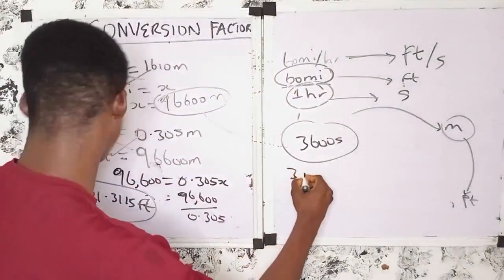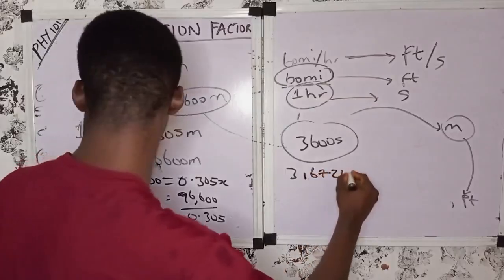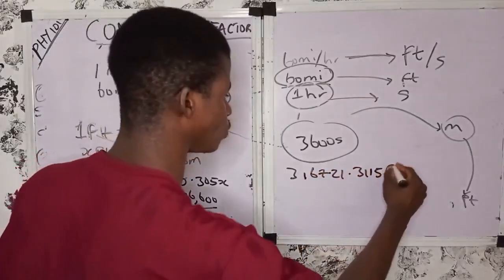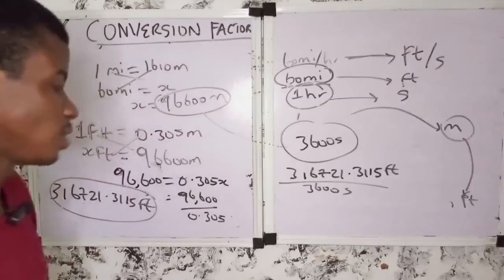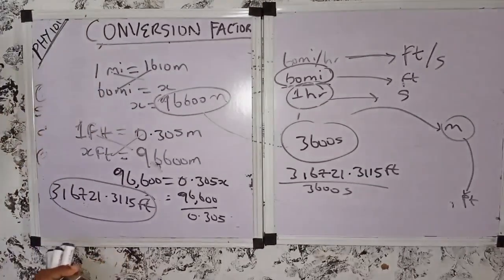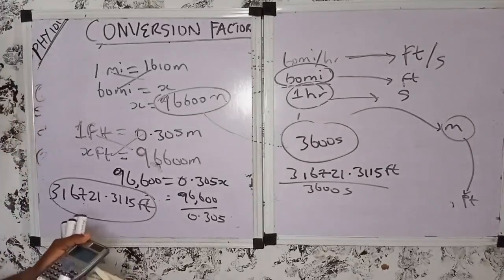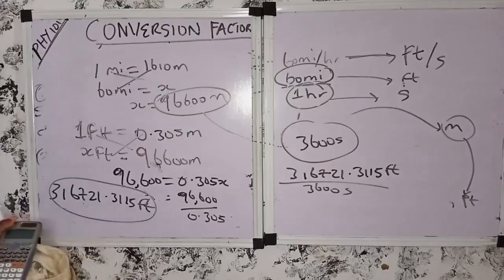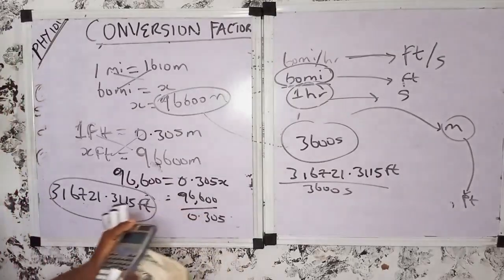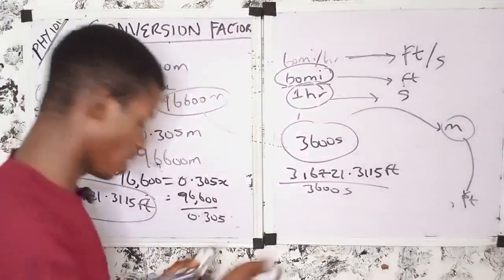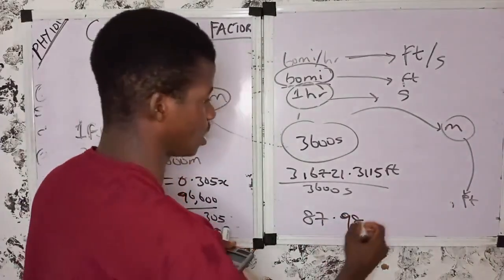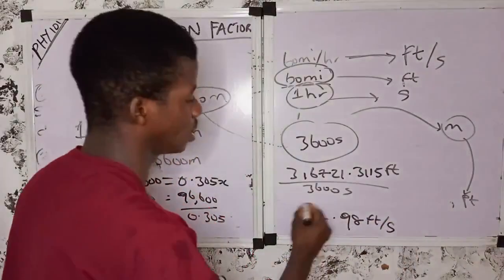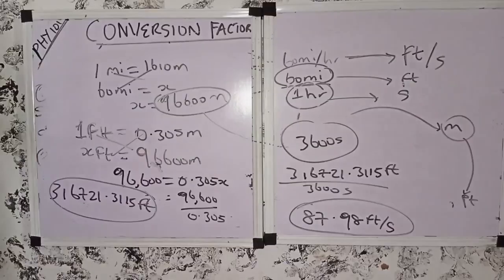Okay, so 316,721.3115 foot divided by what? 3,600 seconds. If we divide everything, let's see what our answer is. Then divide by 3,600. So our answer will be 87.98 foot per second. So this is the answer. Okay, so it's very, very easy.